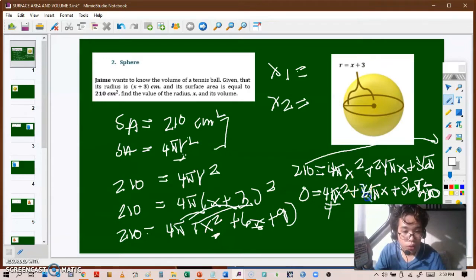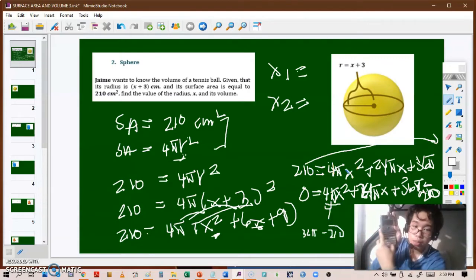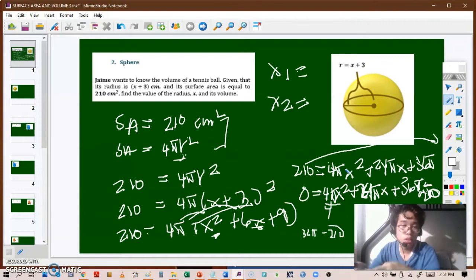So b is equal to 24 pi. That's 24 pi x, so the numerical coefficient is 24 pi. And then we need to input the value of c. The value of c is going to be a bit tricky. It's going to be 36 pi minus 210, because we transferred 210 to the other side. If you input that on your calculator, you get negative 96.90.